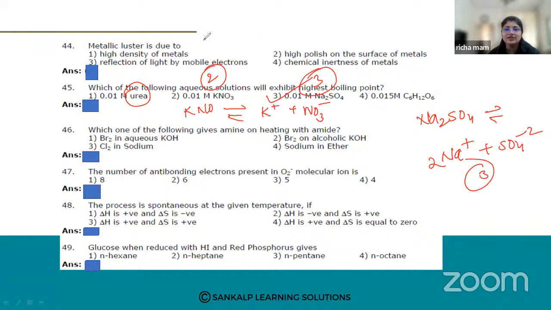So you have seen how the ions will be: when KNO3 dissociates in water, it will dissociate into two ions, and Na2SO4 will dissociate into 3, 2Na plus and SO4 minus 2. As the number of ions, that is the solute particles, are more after dissociation, the boiling point will be higher. So option number 3 is the answer.